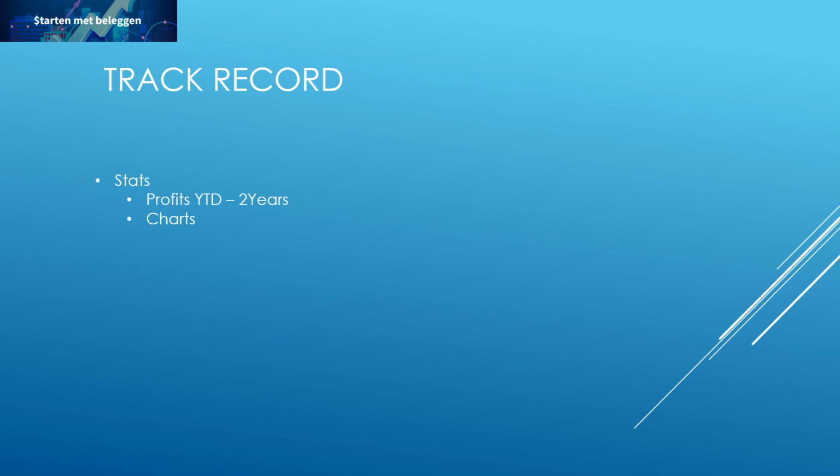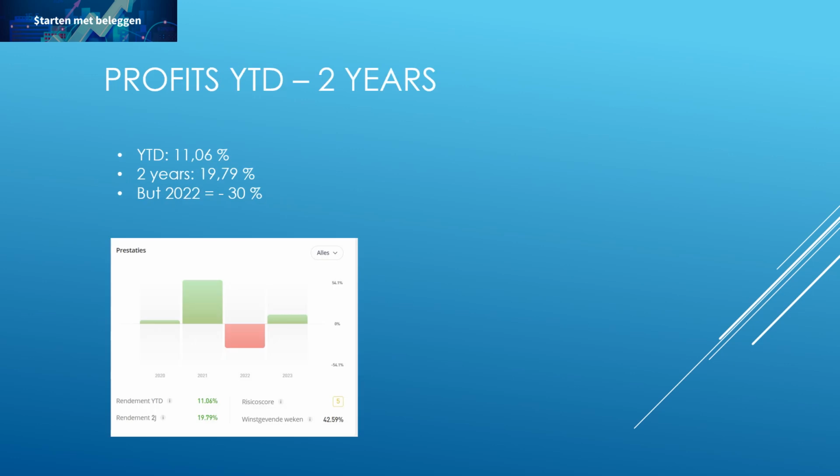Look at the track record. What are the profits of year to date? 2 years. Look at the charts. You find them in the investor profile under stats. Here you see one year to date 11%, 2 years almost 20%, but then again 2022 a minus of 30%.